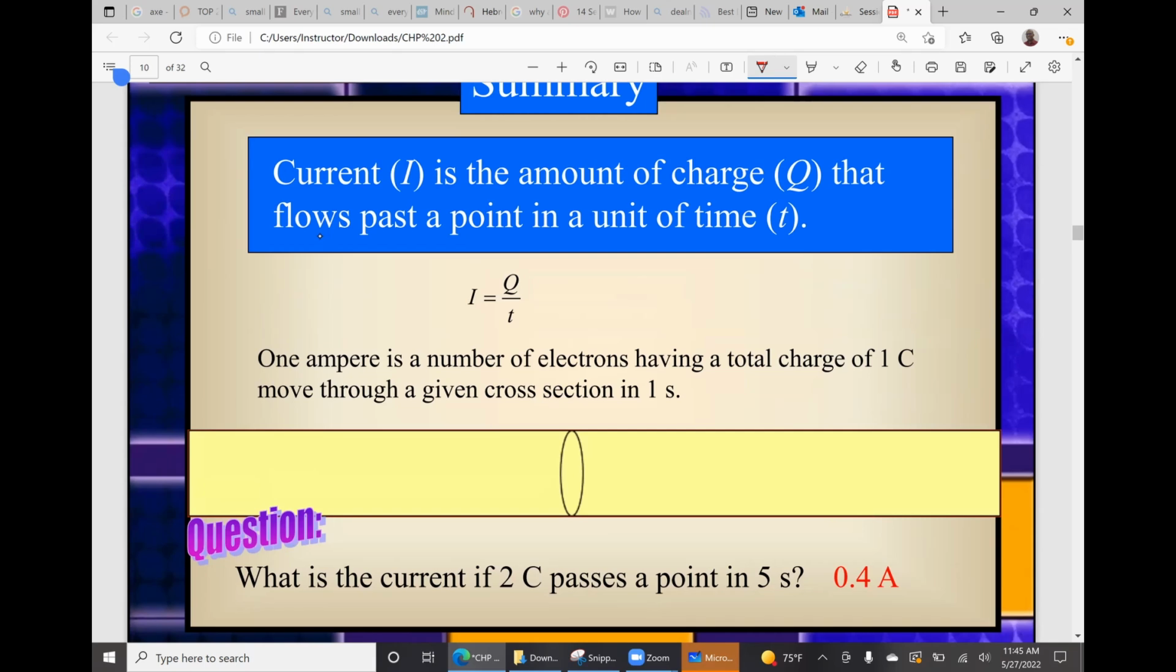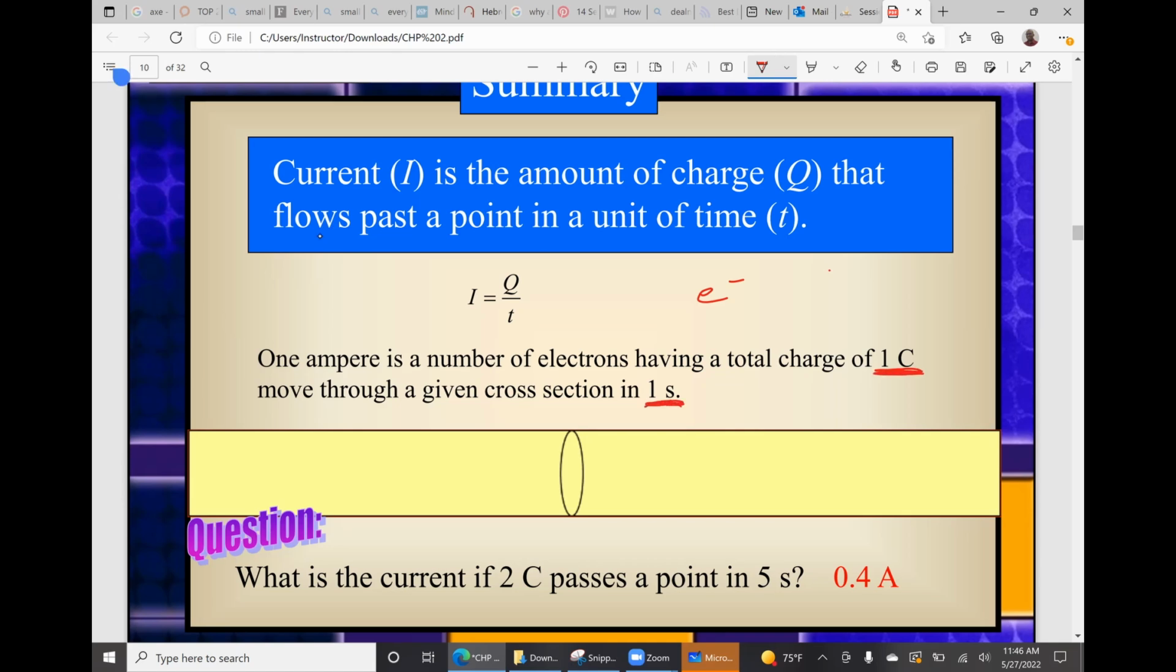Current is the amount of charge. So again, what has the charge? Electrons have the charge. Current is the amount of charge that flows. Again, the charge of each electron is measured in coulombs. Current is the amount of charge that flows past the point in 1 unit of time, right? So that time can be 1 second, etc. 1 ampere is the number of electrons having a total charge of 1 coulomb that move across in 1 second.